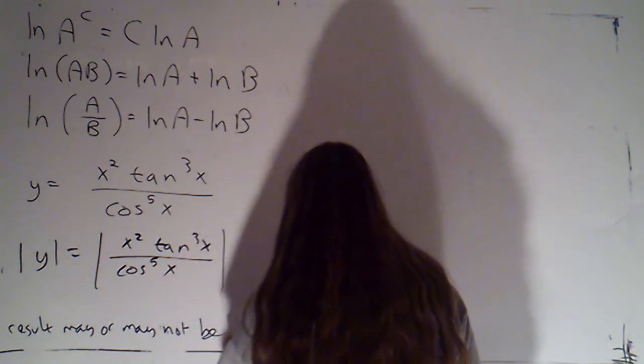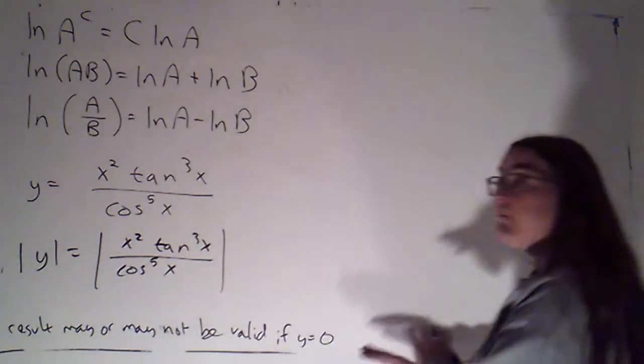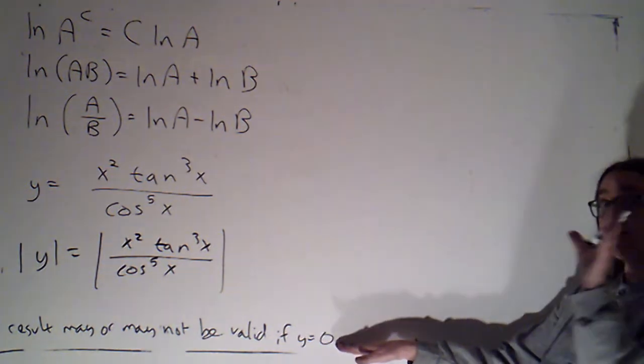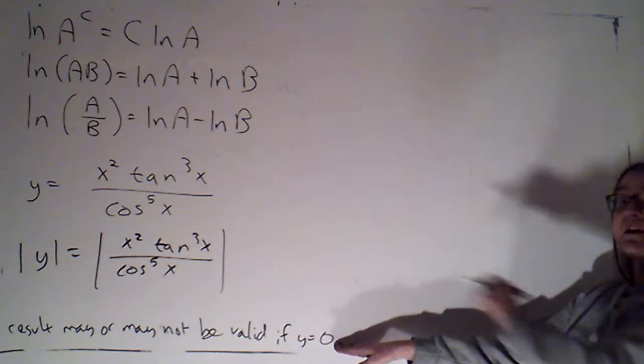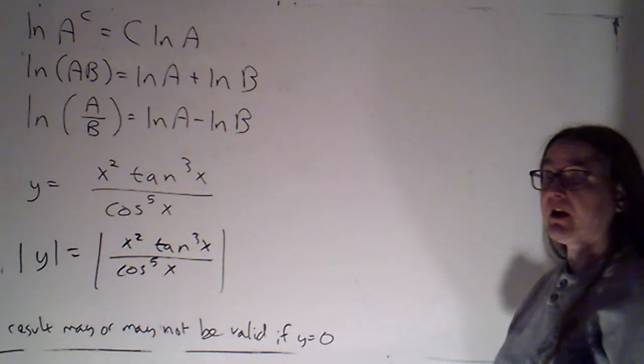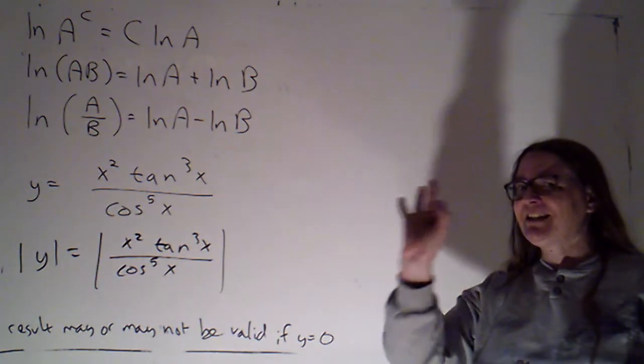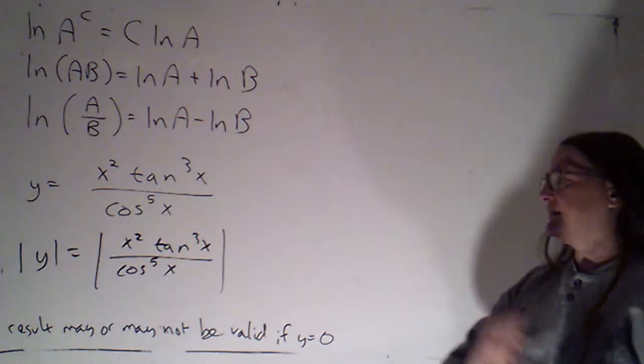be valid if y is equal to 0. But we're going to come back once we've finished this process and revisit that issue. But let's just make that note and keep that in the back of our mind. But I'm okay going forward because it's only 0 at isolated places, never on a consistent interval.